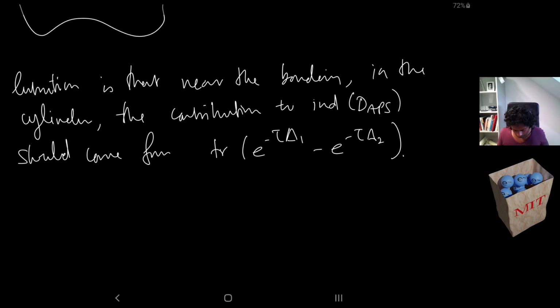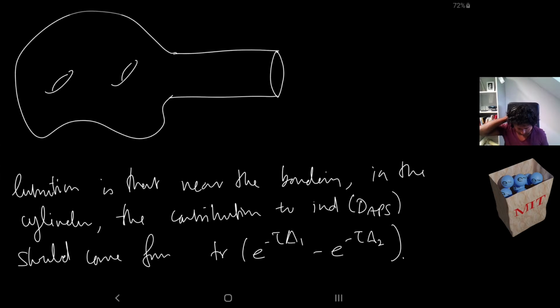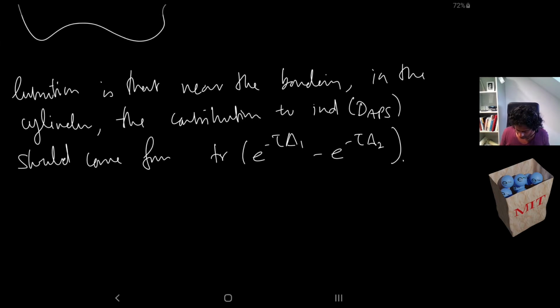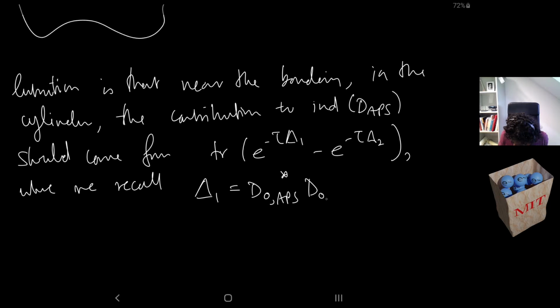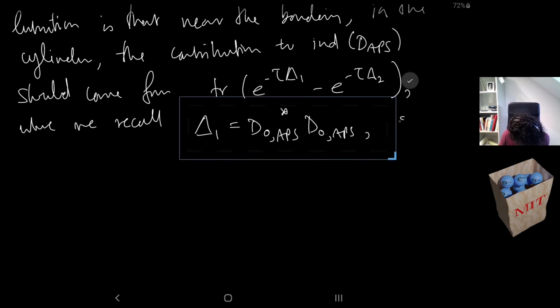Okay, so where were we? We were back in this situation where we were just talking about the intuition of why we do this. Remember that we recall e to the minus tau Laplace 1 is equal to D0 APS star D0 APS. So this is the model operator, and maybe I'll write this in the next line.